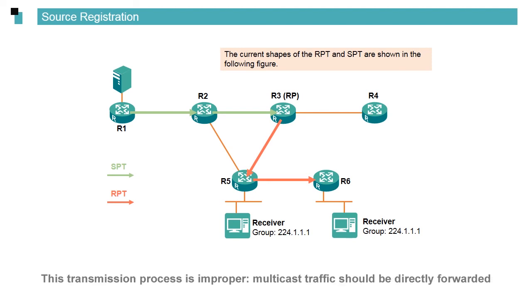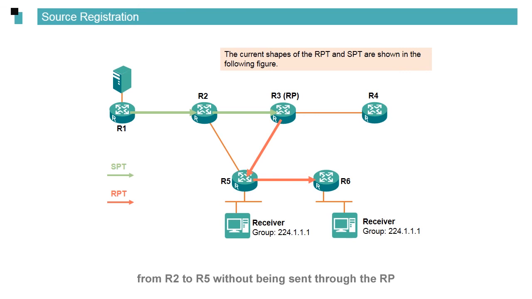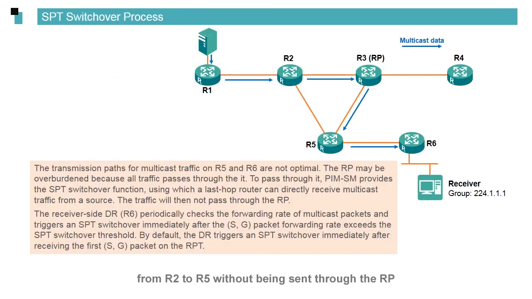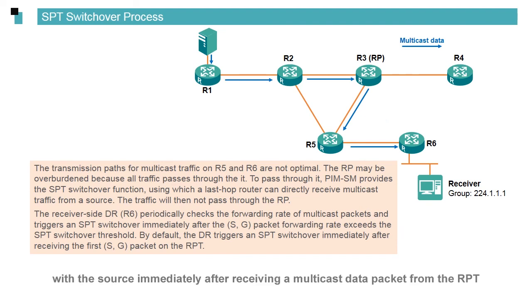This transmission process is improper. Multicast traffic should be directly forwarded from R2 to R5 without being sent through the RP. This issue can be resolved by performing an SPT switchover. In PIM-SM, by default, the last hop router attempts to set up an SPT with the source immediately after receiving a multicast data packet from the RPT.